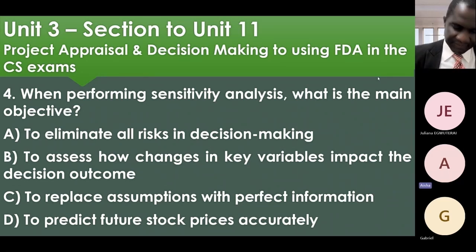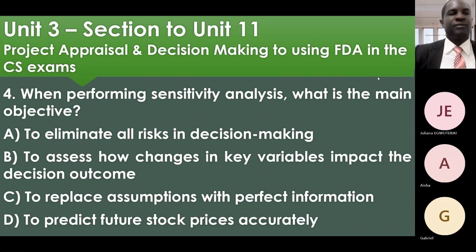When performing sensitivity analysis, what is the main objective? Second to the last. C. To replace assumptions with perfect information. Final answer. Yes. J is picking C. A, what's your pick? I'm actually picking B. Okay. A is picking B. Final answer.